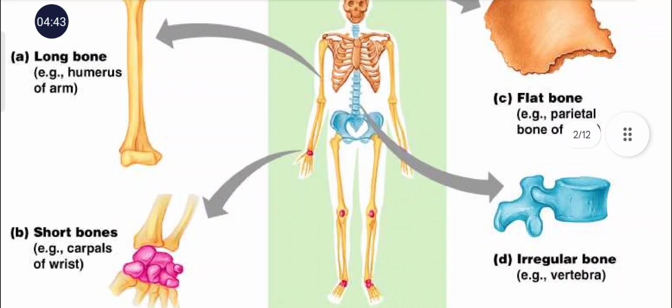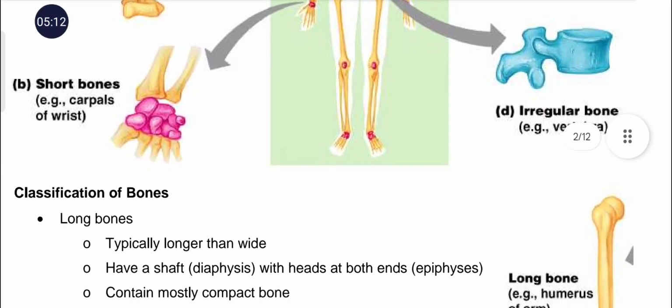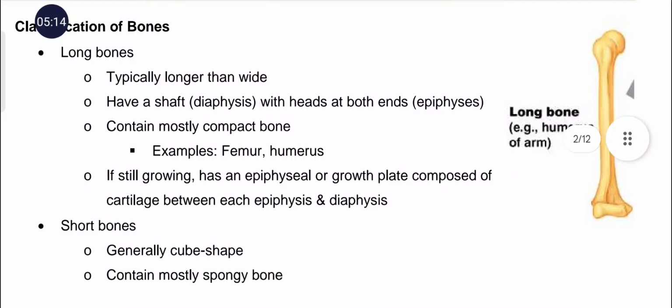Next is short bones. Short bones, their structure is very short or small. For example, carpals of the wrist and tarsals of the ankle. Then we have another type of bone according to shape, having irregular shape, they are also known as irregular bones. For example, vertebrae of the vertebral column. So, dependent on the shape and size of the bones, they are classified into long bones, flat bones, short bones, and irregular bones.